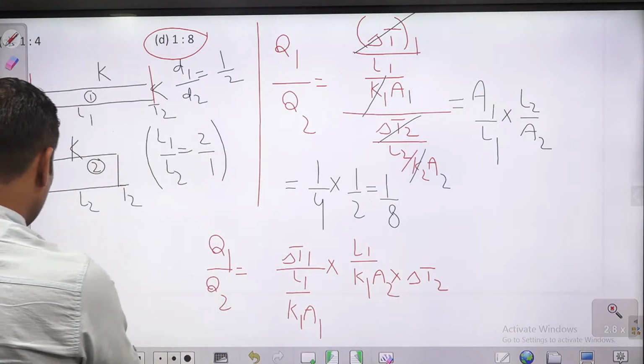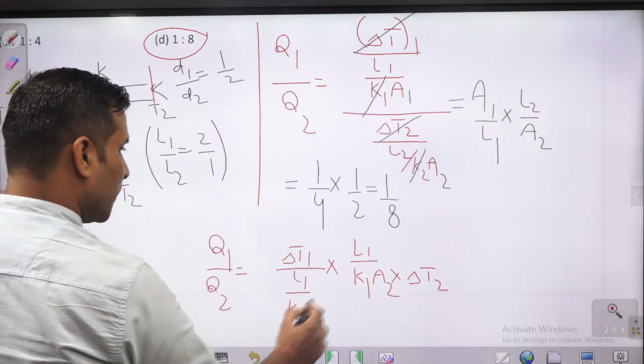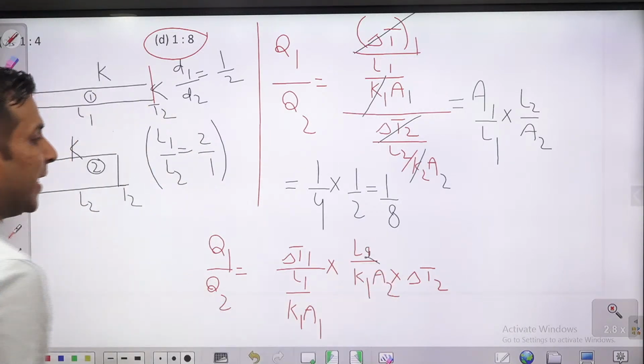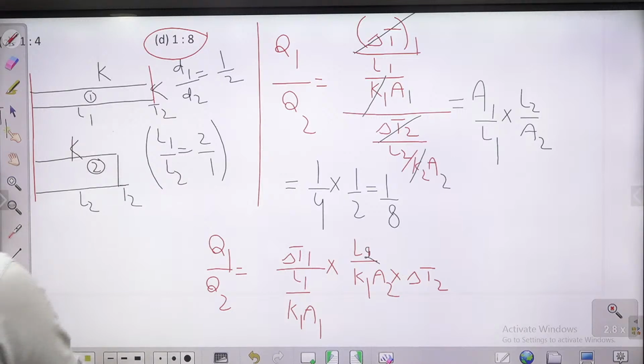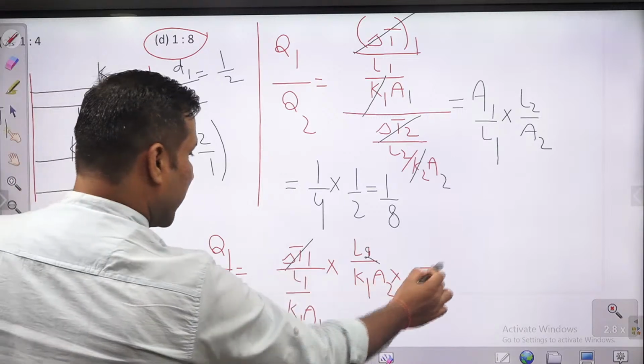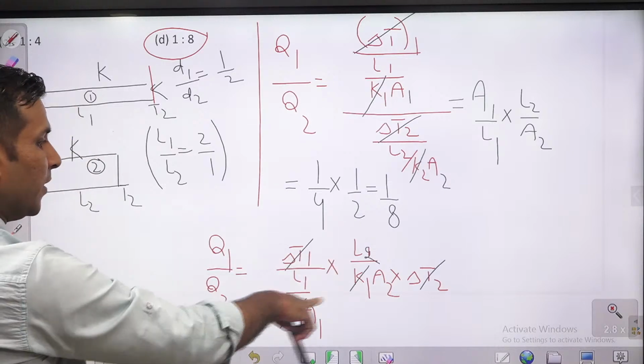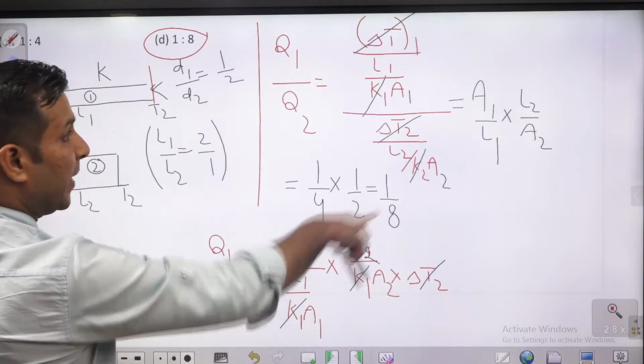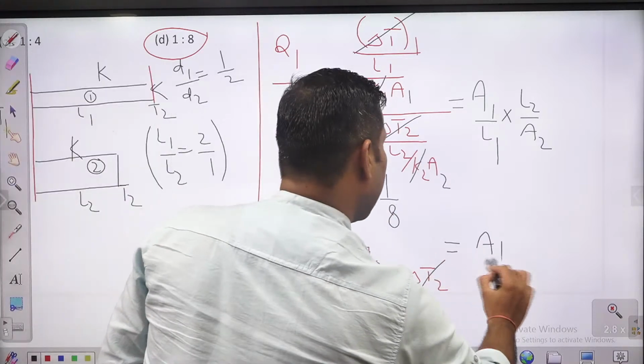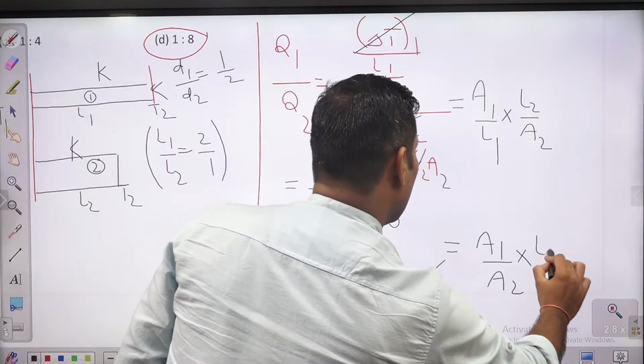So from this also you can check. यहां से भी आप चेक कर सकते हो बच्चों. So this is L2. Fine. So ऐसा लिखो, जैसे मर्जी लिखो आप. This will cancel out. Conductivity will also cancel out. You will get what, guys? You will get L2 by L1 into A1 by A2. So this will come out A1 by A2 into L2 by L1.